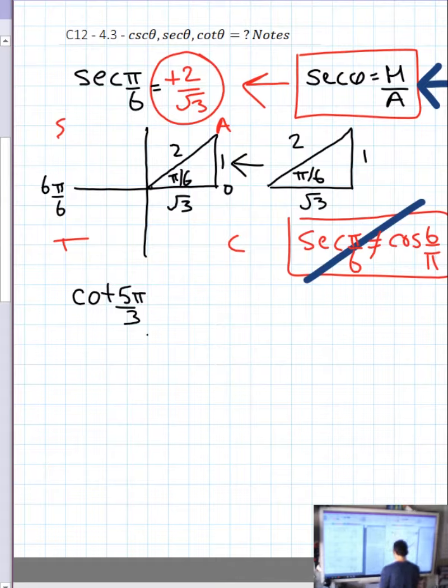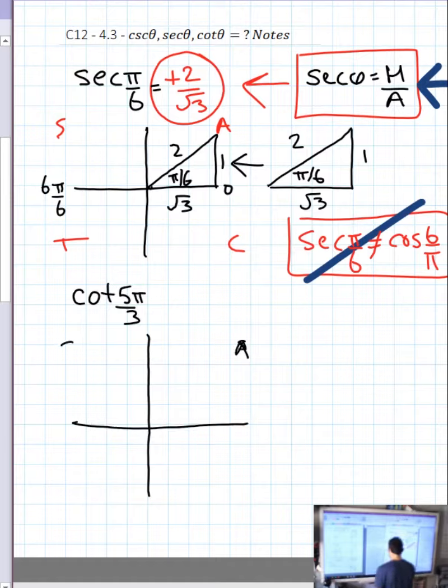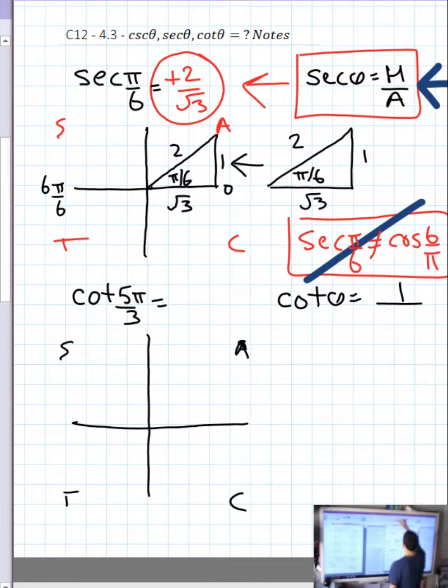So again, I'm going to draw an ASTC graph, and I'm going to mark ASTC. And now I'm going to wonder what cotan of 5 pi over 3 is. I know that the definition of cotan theta is equal to 1 over tan theta, which is a good definition, but we're going to use the other definition. We know it's the flip of tangent. So tan is TOA, opposite over adjacent, so cotan is adjacent over opposite.